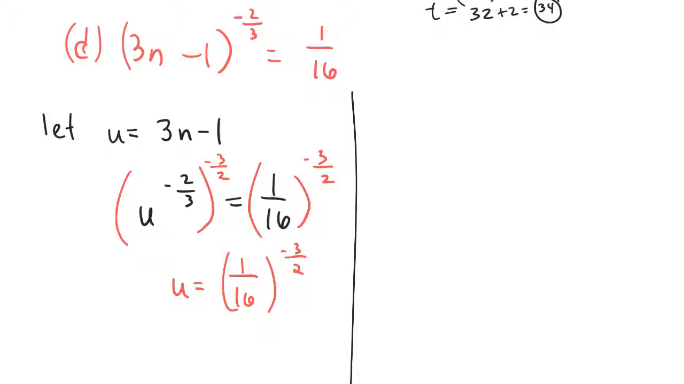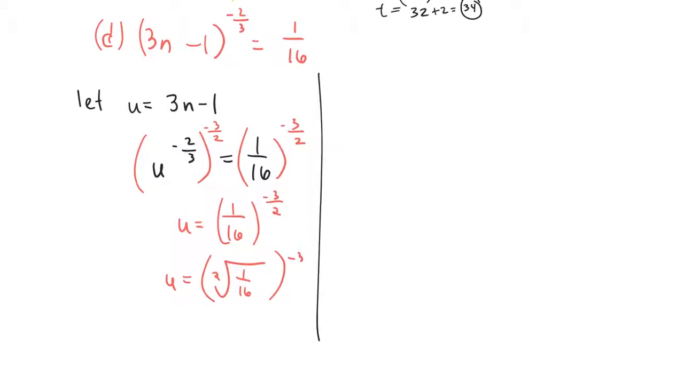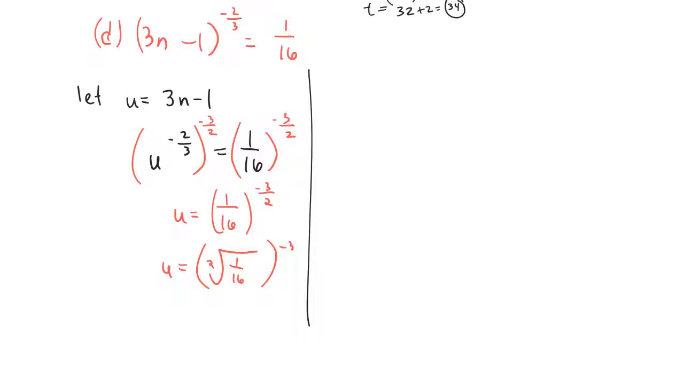Okay, I'm going to go with the way that Eduardo said. So this is really the square root of 1/16 all to the negative 3rd. The square root of 1/16, as Eduardo said, is indeed 1/4. Because the top is square root of 1, which is 1. The bottom is square root of 16, which is 4.